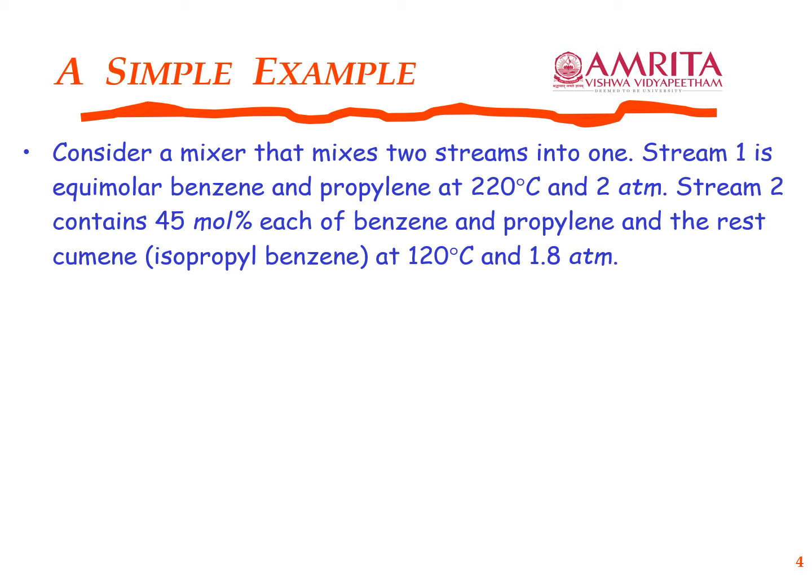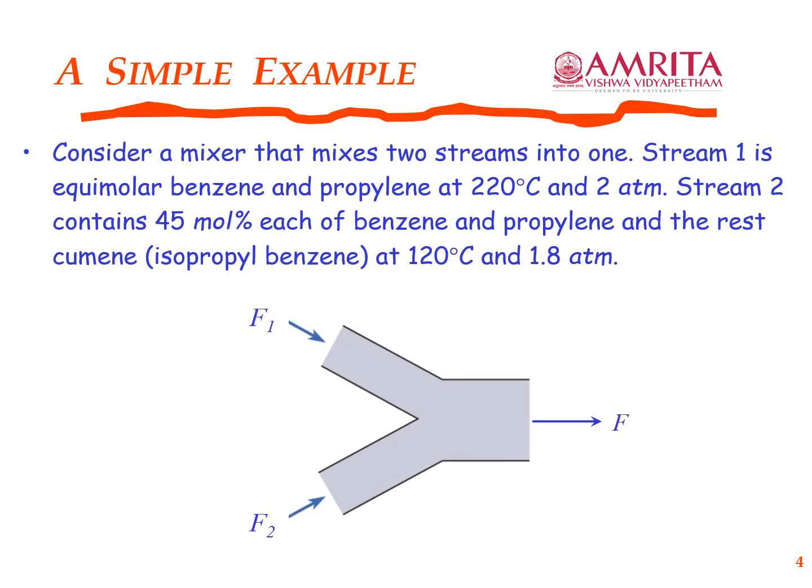Now, a typical mixer can be imagined as some sort of a tank. These streams come in, and then you have some sort of an agitator and you mix these streams together and draw an outlet. But with gaseous streams such as these, a simple Y junction should do the job.